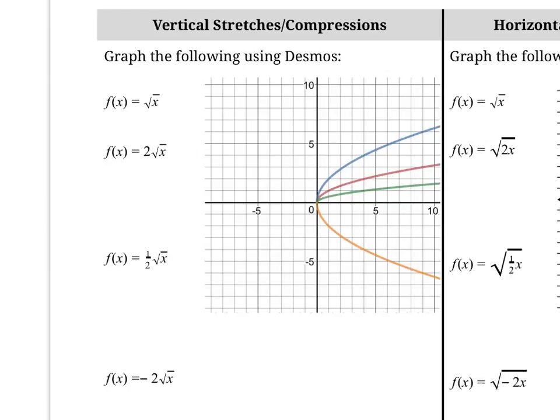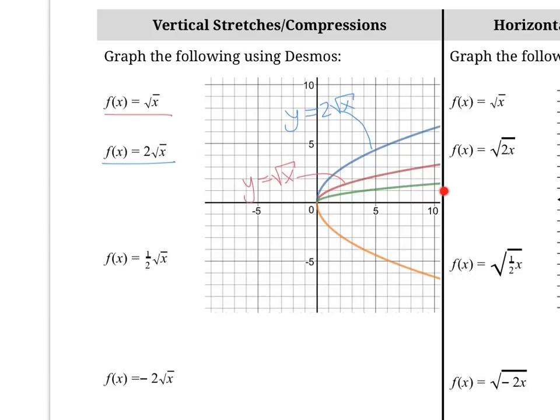So let's quickly go ahead and label it. We have this red guy in the middle. That was our original parent graph, y equals the square root of x. So that was this one over here. And then we have this one that was stretched upwards. That was the graph of y equals 2 root x. So that was this one over here.